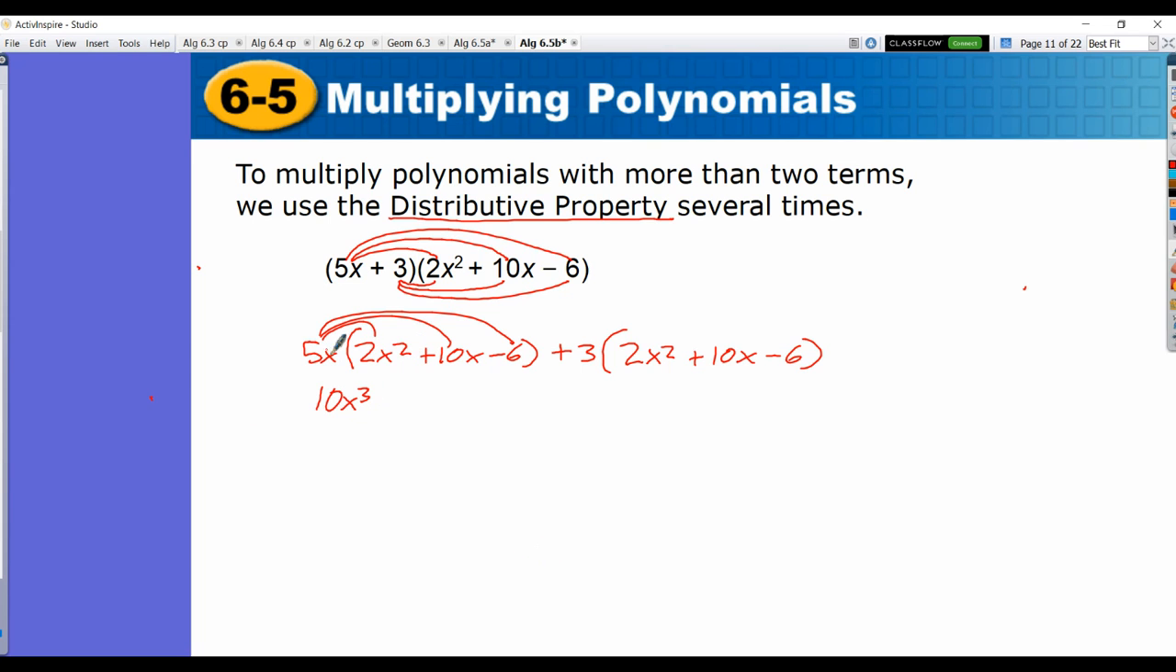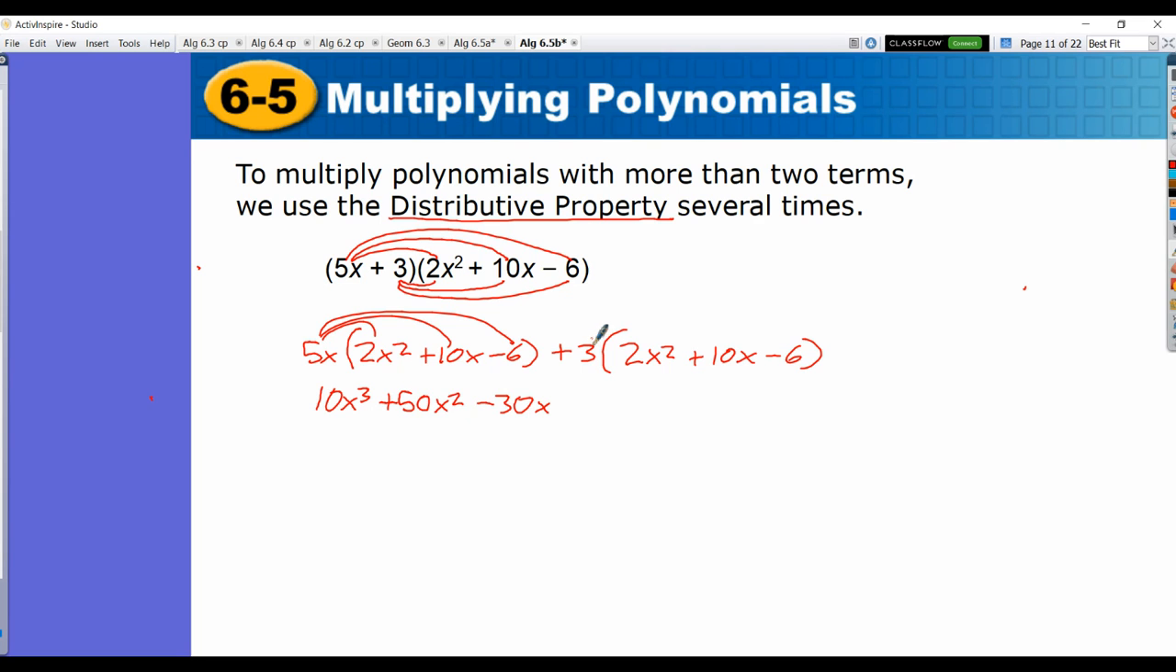Next we have 5x times 10x, and it's positive, so that's going to get me plus 50x^2, again adding those exponents. And lastly, I have 5x times negative 6, so multiply the numbers, negative 30, and the x has nothing, so it's just going to drop right there. Okay, so that's what I have so far.